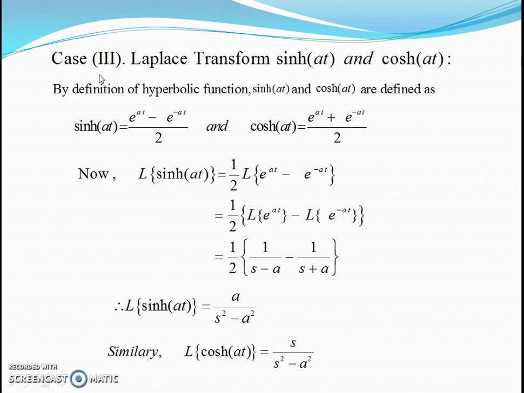Case 3: Laplace transform of hyperbolic sin at and hyperbolic cos at. By definition of hyperbolic functions, hyperbolic sin at is defined as e raised to at minus e raised to minus at upon 2, and hyperbolic cos at is defined as e raised to at plus e raised to minus at upon 2.